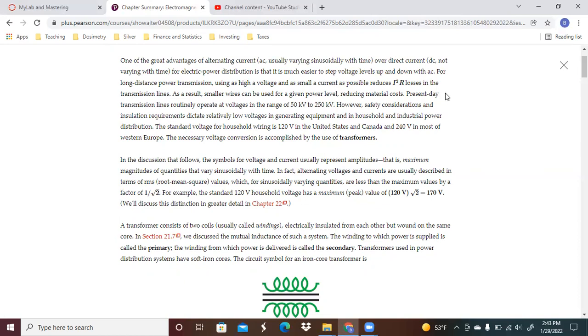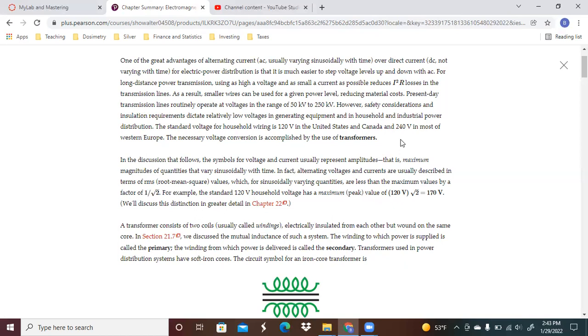Present-day transmission lines routinely operate at voltages in the range of 50 kilovolts to 250 kilovolts. However, safety considerations and insulation requirements dictate relatively low voltages in generating equipment and in household and industrial power distribution. Standard voltage for household wiring is 120 volts in the US and Canada and 240 volts in most of Western Europe. The necessary voltage conversion is accomplished by the use of transformers.